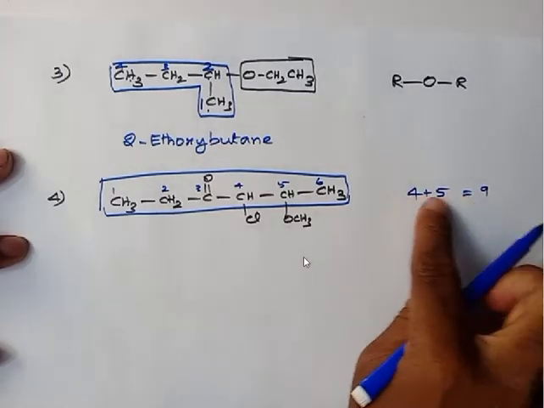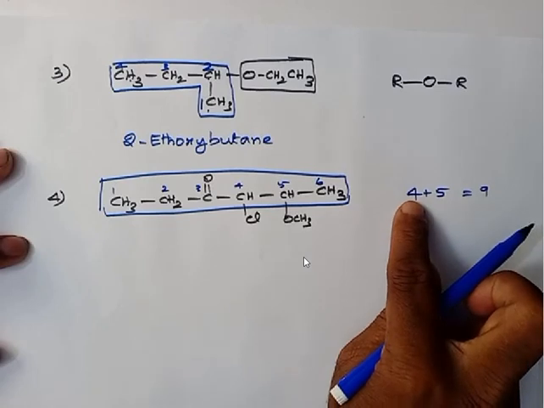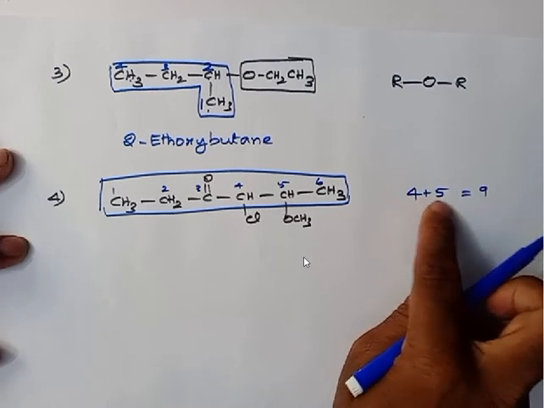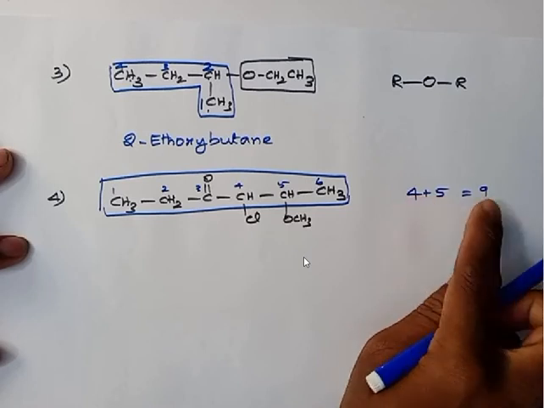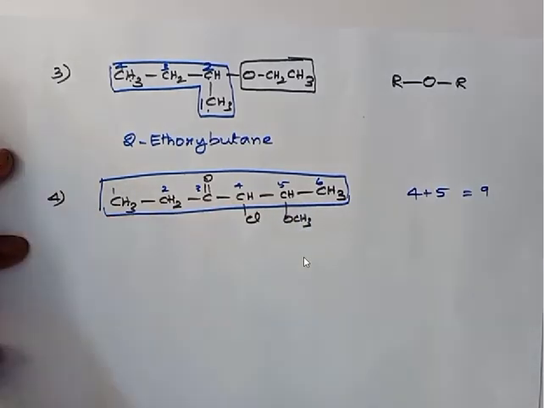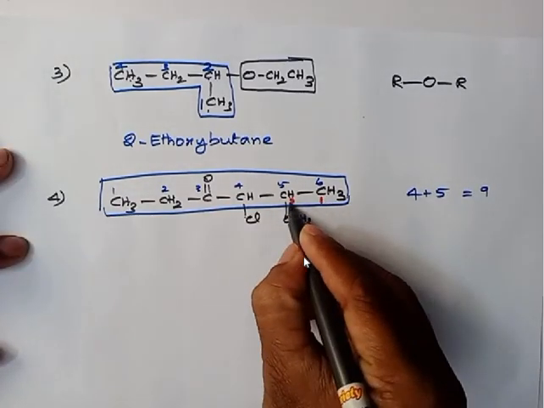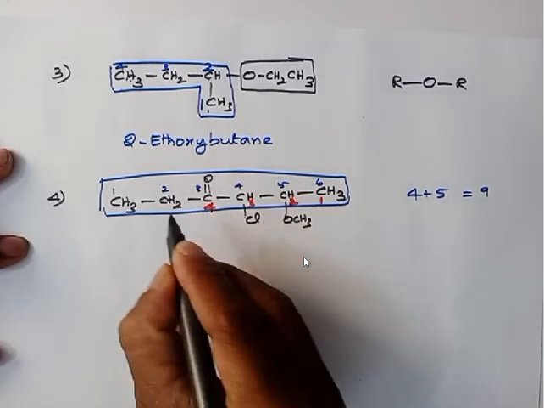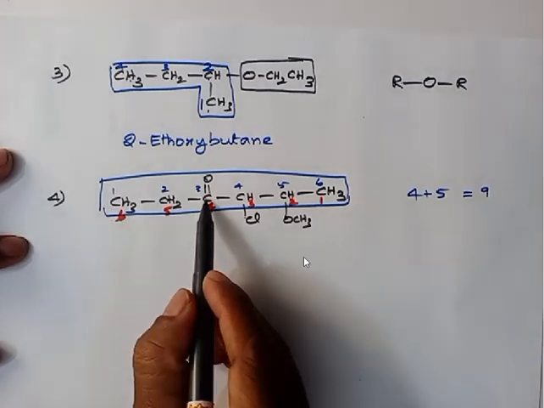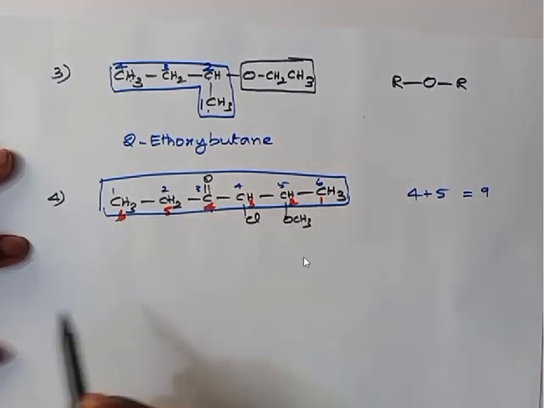It is called the sum of locant positions. I have a locant at 4, I have another locant at 5. I have a substituent at this location, a substituent at this location, and I add the two locants. The sum of locants is 9. If we start numbering from the other direction, 1, 2, 3, 4, 5, 6, here the keto carbon gets number 4.